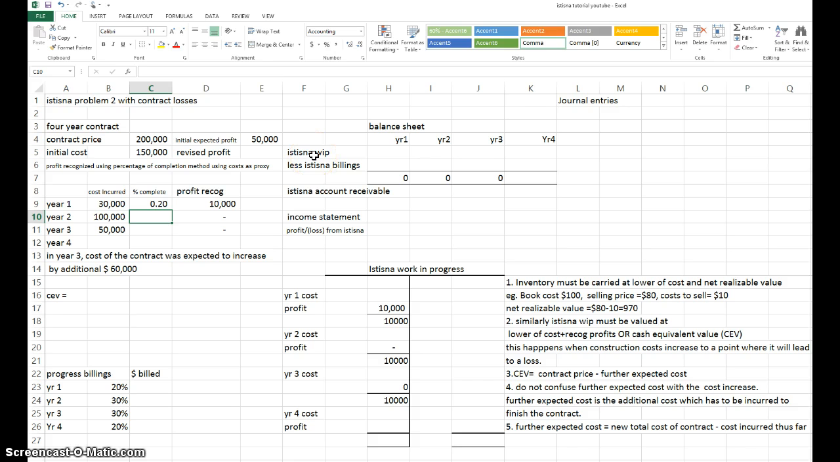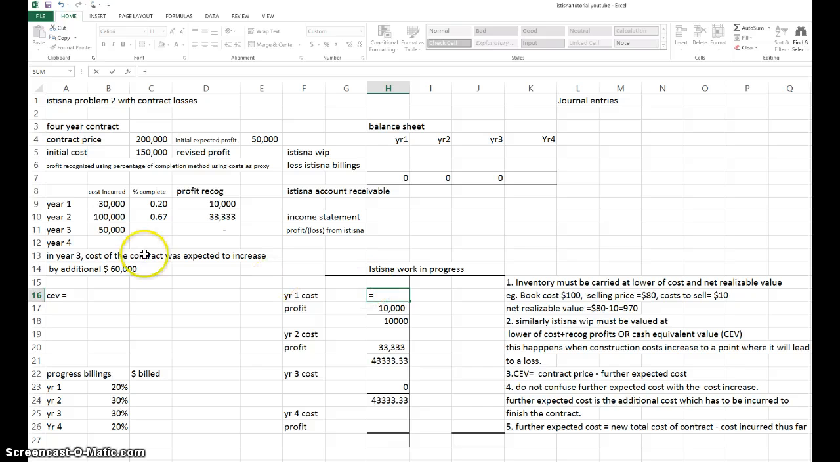So here we do the formula again. Here the second year we already incurred 100, and the total is still 150. So we get 67% completion for that particular year, and we recognize a profit of 33%. So what we are going to do is put the actual incurred cost here in the work in progress, and the profit is 10,000.